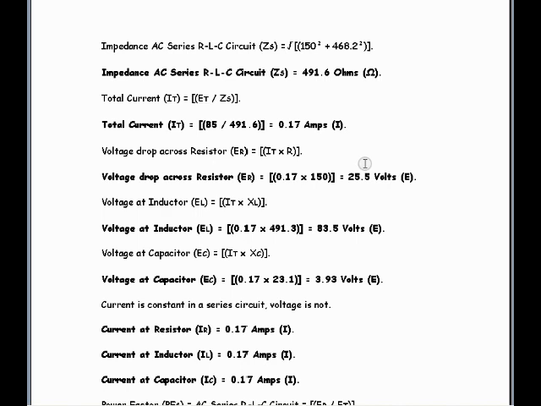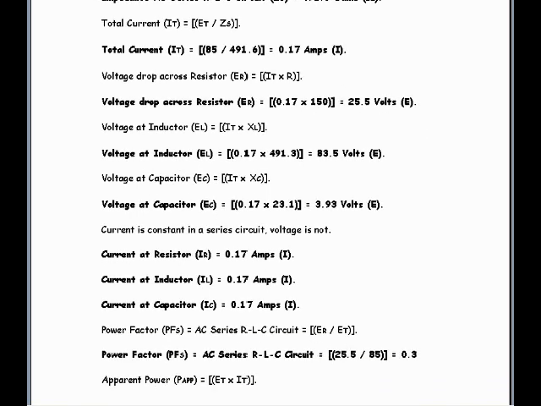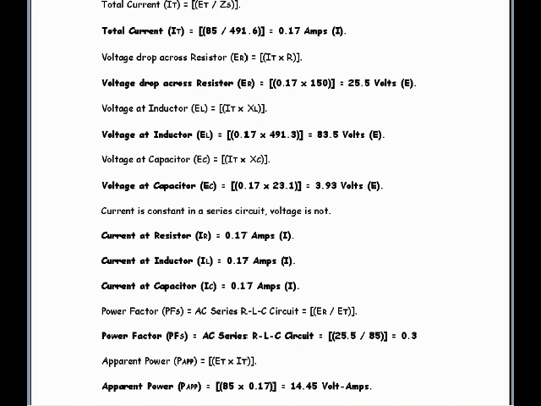Voltage drop across the resistor would be equal to the total current times its resistance in ohms, or 25.5 volts RMS voltage. The voltage at the inductor is equal to the total current times the inductive reactance, X sub L. When we do so, 83.5 volts. The voltage at the capacitor is equal to the total current, RMS, times the capacitive reactance, so 3.93 volts.